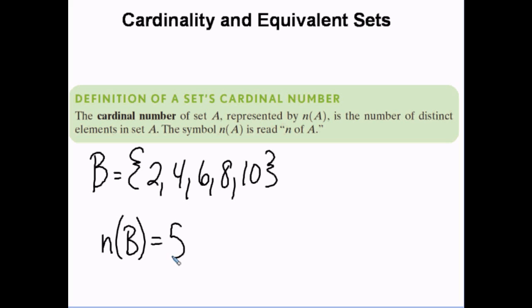So if you were talking about the set of all months in a year, the cardinal number would be 12. The set of all days in a week would give you a cardinal number of 7. The set of eggs in a carton, 12. You just count up how many things are in there.